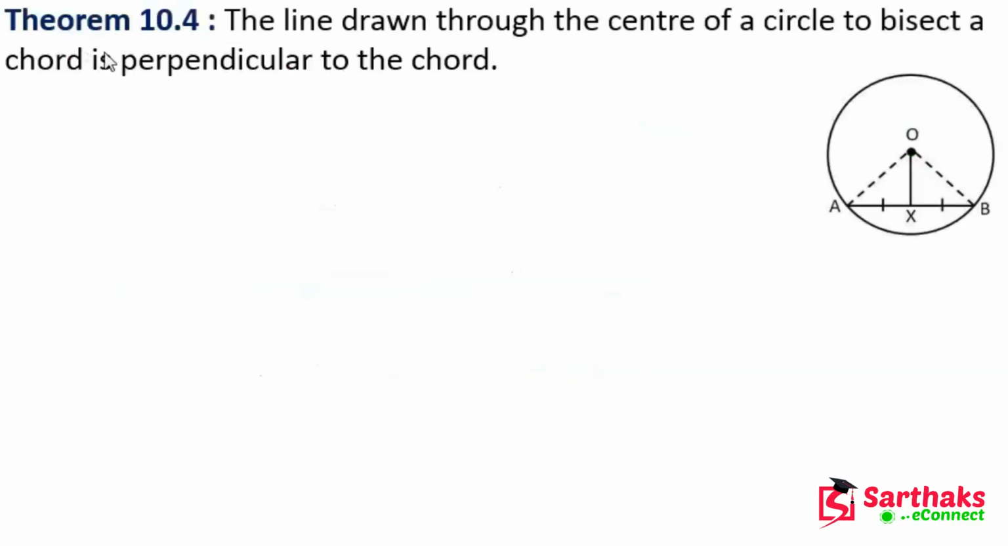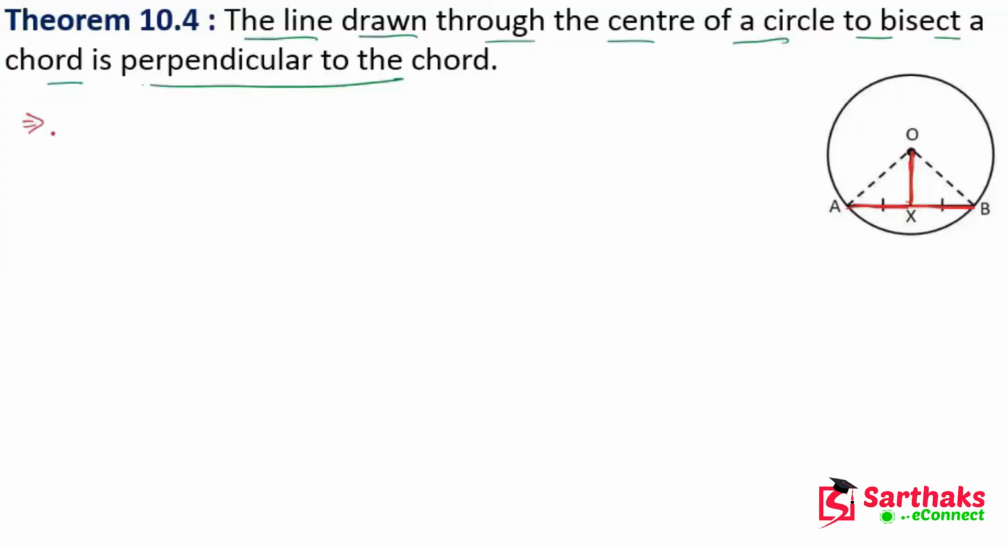Yes, so now let's see another theorem. Here the line drawn through the center of a circle to bisect a chord is perpendicular to the chord. Here we are given AX is equal to XB, and we have to prove that OX is perpendicular to AB. Means in this theorem it is given that OX bisects AB, but we have to prove OX is perpendicular to AB. Okay, so now let's start to prove this theorem.